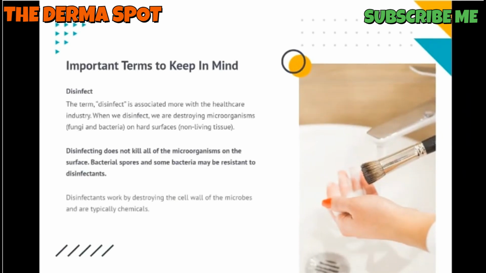Disinfect. The term disinfect is associated more with the healthcare industry. When we disinfect, we are destroying microorganisms, fungi and bacteria, on hard surfaces, non-living tissue. Disinfecting does not kill all of the microorganisms on the surface. Bacterial spores and some bacteria may be resistant to disinfectants. Disinfectants work by destroying the cell wall of the microbes and are typically chemicals.